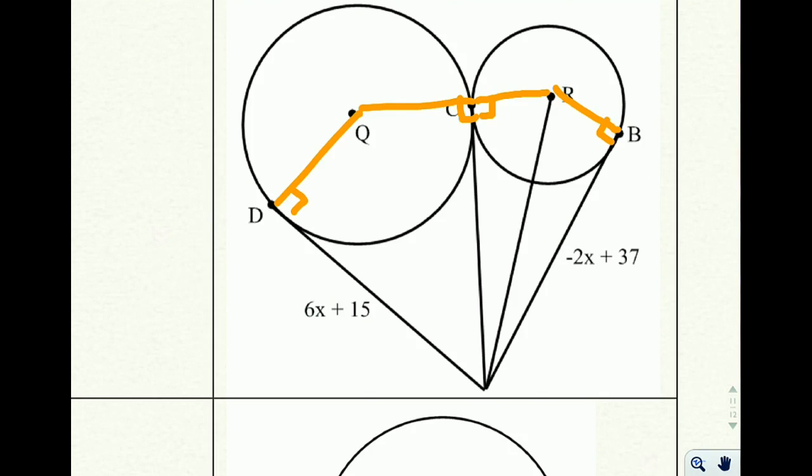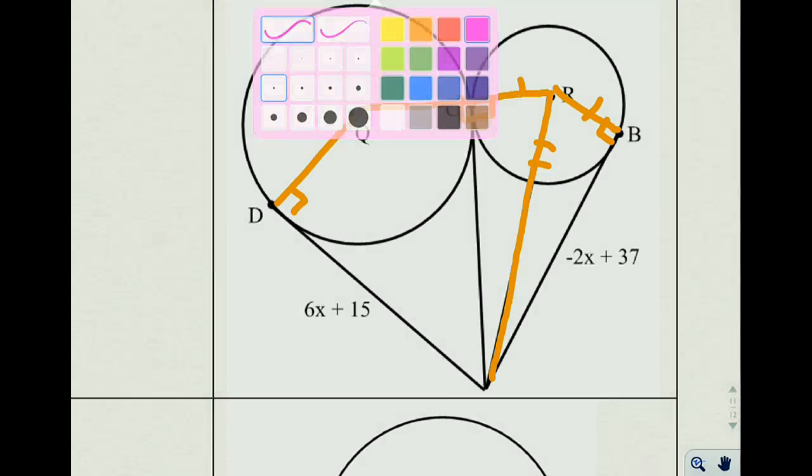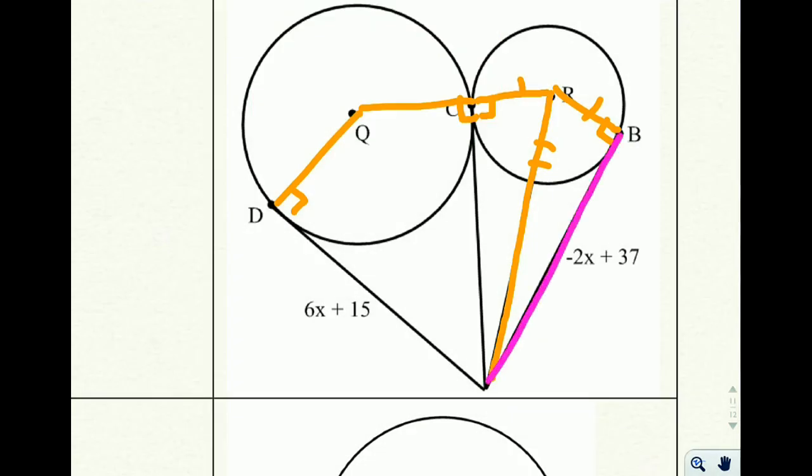That means that we have a shared side, we have same length legs, and we have right angles, meaning that these two sides, I'll draw these in a different color, these two sides here are the same by HL.